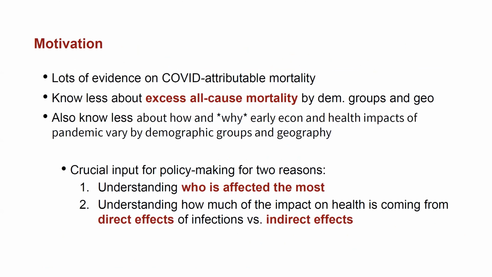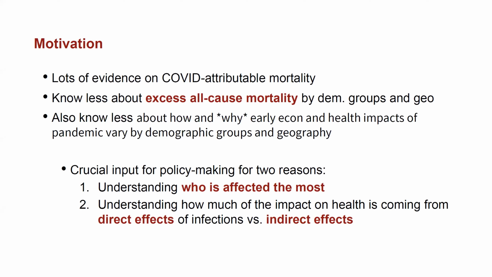All right, so what was the motivation for us of doing this project? The original motivation, and it took us a while to actually get the data and do this, was that there was lots of evidence at the start of the pandemic coming out on COVID attributable mortality, and we're all counting COVID deaths. However, it was less clear how excess all-cause mortality was developing, and especially so by demographic groups and across different parts of the country.